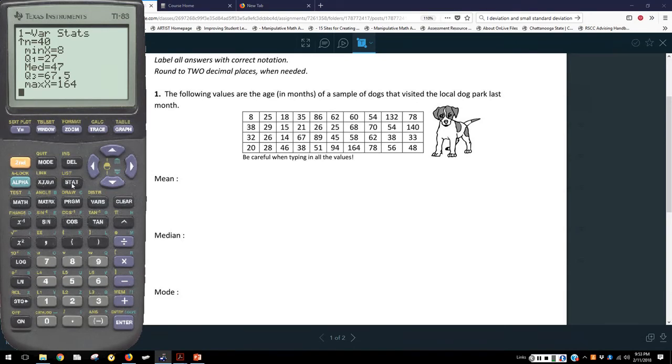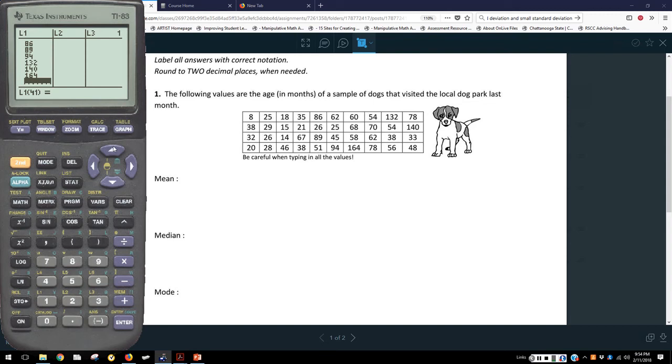In order to find the mode, we have to go back to the stat button, and we will have to sort by choosing option 2 the values in list 1 into ascending order. And then when we go back and press the stat button and press the enter button to edit, we notice that the dog's ages are now sorted from the 8-month-old dog in ascending order to the oldest dog, which was 164 months.